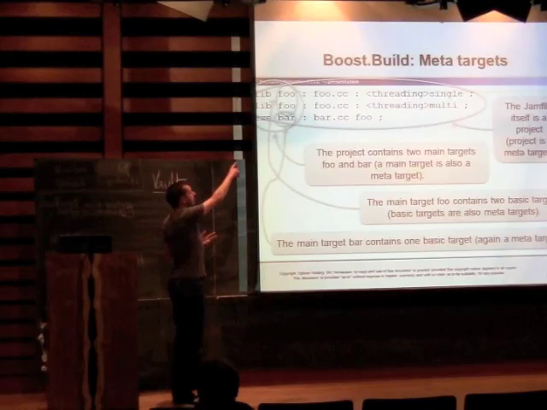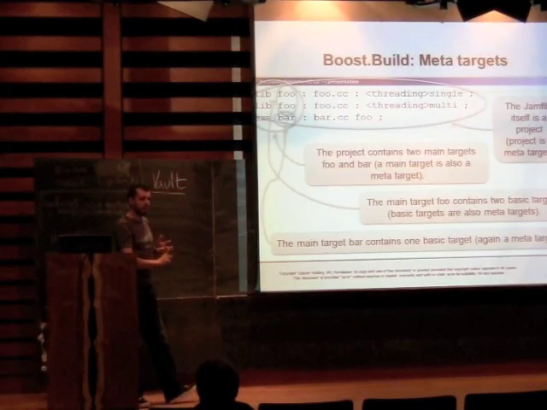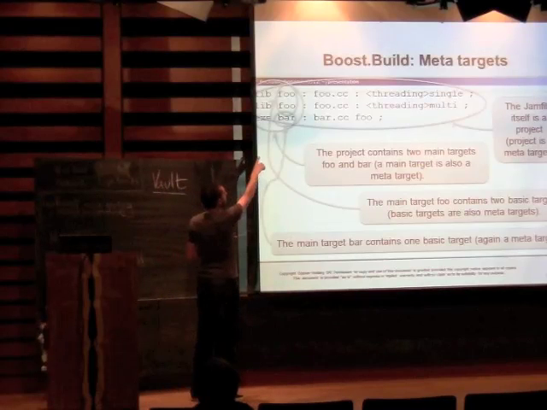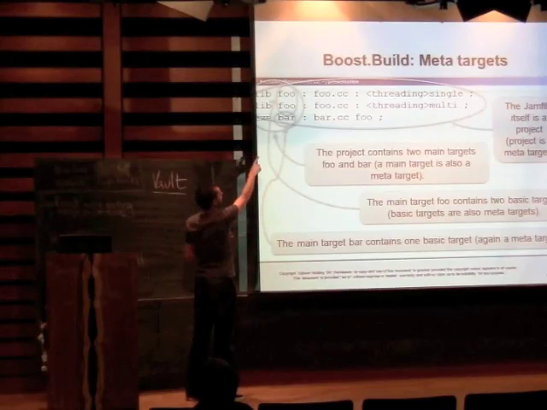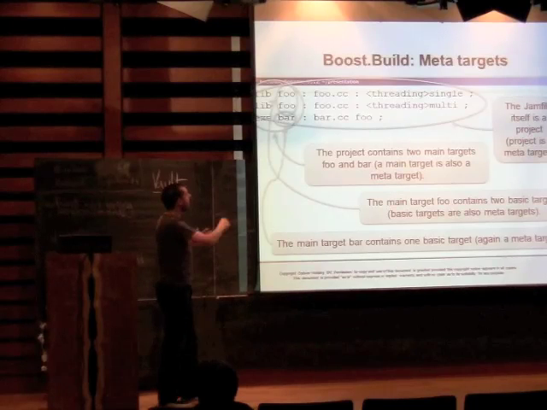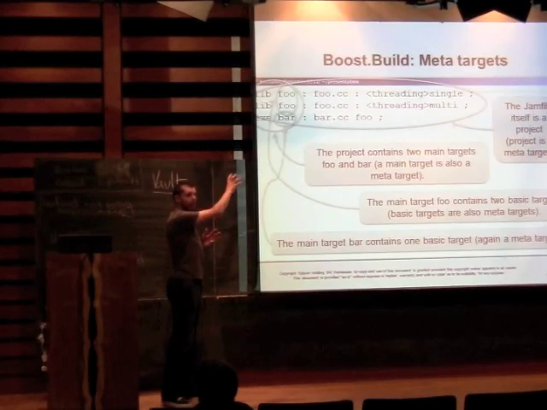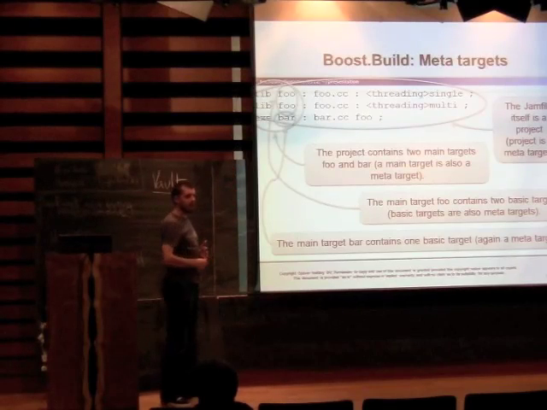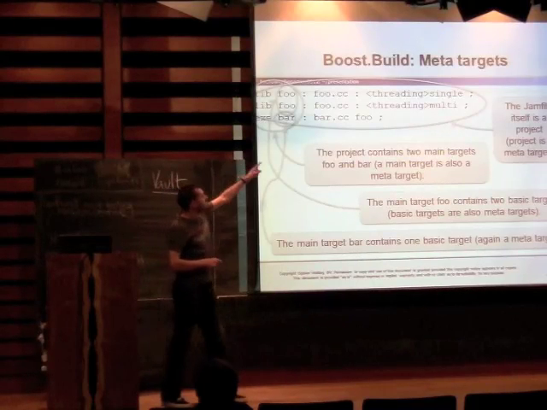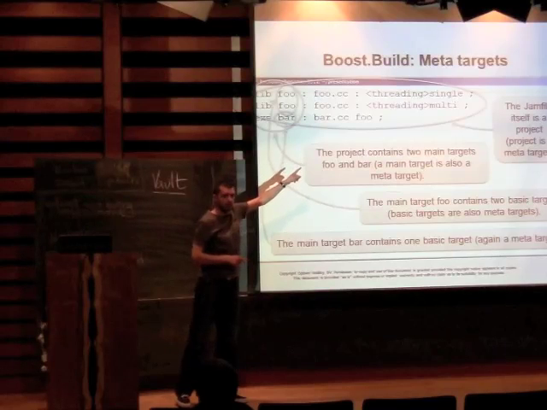And if you have main targets, you have for every main target at least one basic target. For bar it is easy. You have one main target bar, and then there is nothing else called bar. That one main target bar has one basic target bar. For foo it's a bit more complicated. We have one main target foo, even though we have two lines. But then one main target foo has two basic targets foo, and they differ because they have two different properties there.